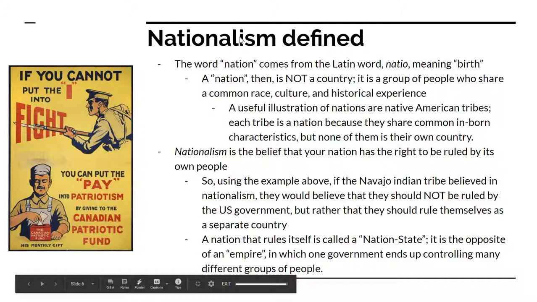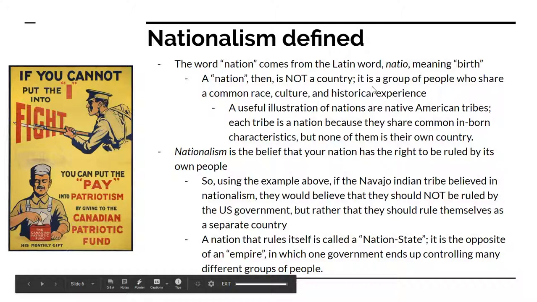The word nation comes from the Latin word natio, meaning birth. If you think about words that also come from that original word natio, like nativity, right? Nativity scene around Christmas, where you see baby Jesus was born and stuff like that. In Spanish, the word to be born is nació, right? Which comes from this Latin word as well. So the word nation actually means birth. It doesn't have anything to do with country.